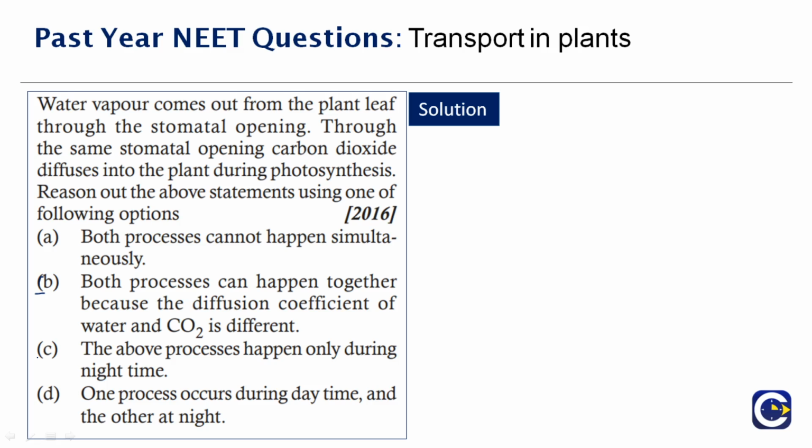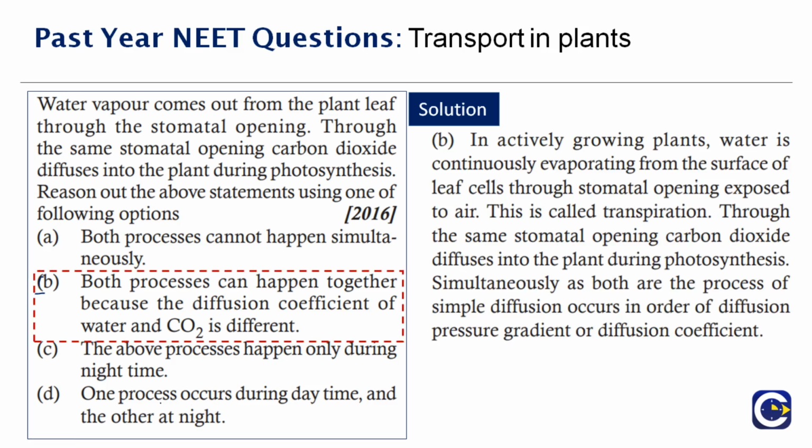Therefore, the correct answer to this question is C. Both carbon dioxide diffusion and water diffusion happen together because the diffusion coefficients of both are different. They occur at different rates, or you can say like that. Therefore, they will happen together. Therefore, the correct option to this question is option B. Both processes can happen together because the diffusion coefficient of water and carbon dioxide is different.